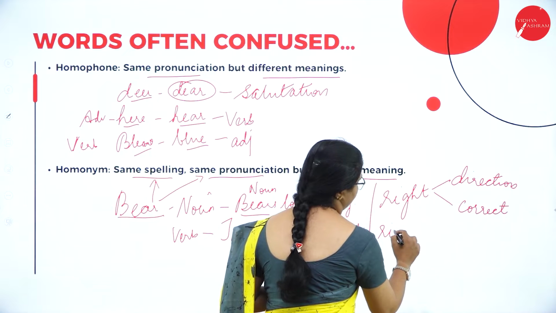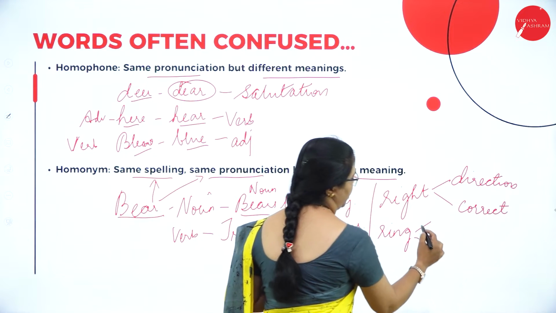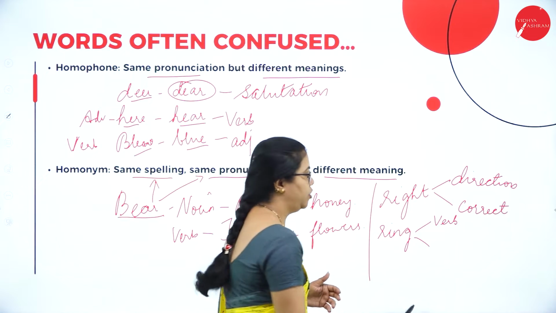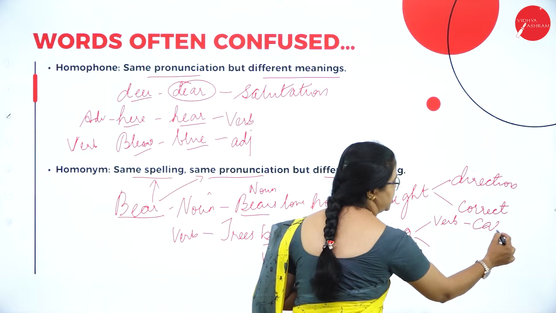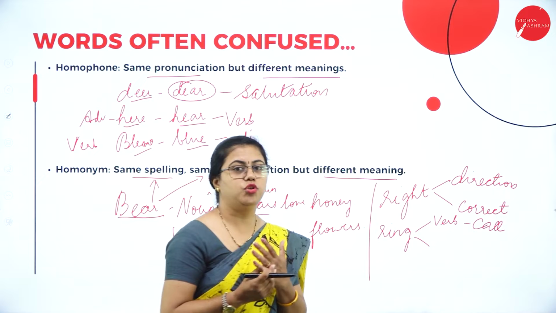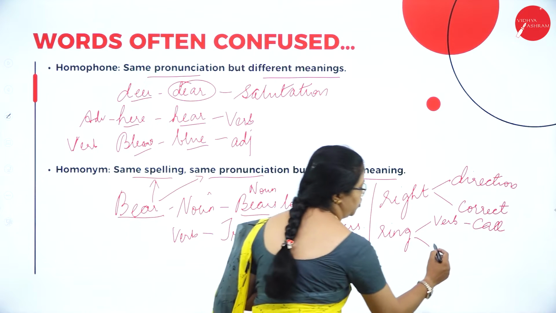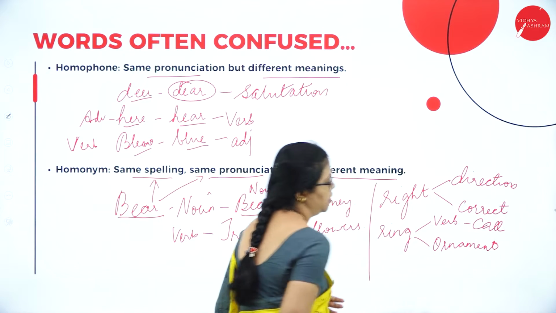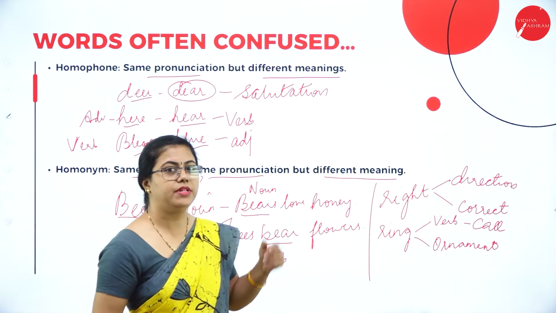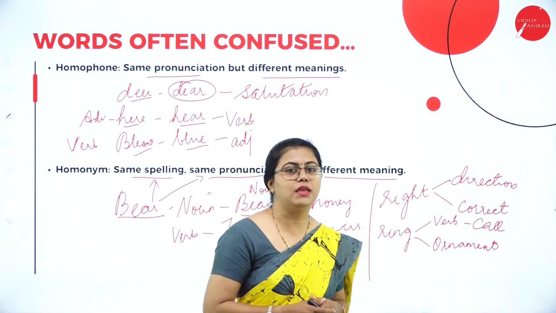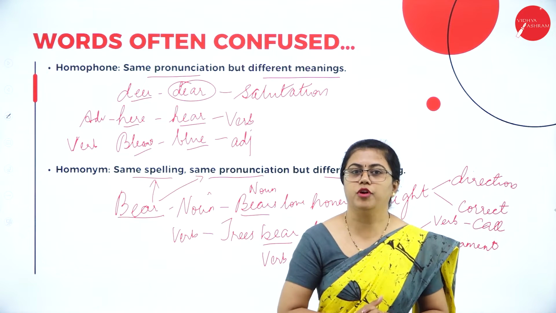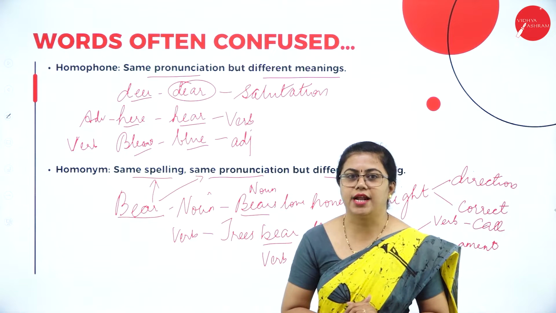Another example, it is ring. Fine. Ring, again, it is used as a verb to call somebody. Fine. You use it as a verb, that is to call somebody, and that is the ring which you have on your finger, right? So you use it as an ornament. So that is a ring. Fine. So these are the examples of homonyms. So there are many more homonyms that are there. A very vast vocabulary of homonyms is there. So we shall discuss that in the class.